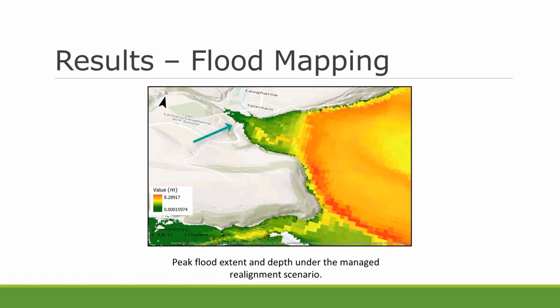For the managed realignment case, there is a similar extent of flooding to the current and grazed cases for the village of Larne. The most noticeable difference you'll see here is the difference in flooding of agricultural land beyond the managed realignment site to the bottom of this figure.